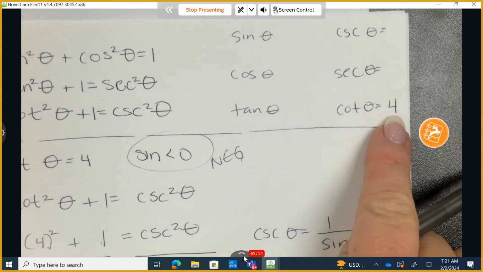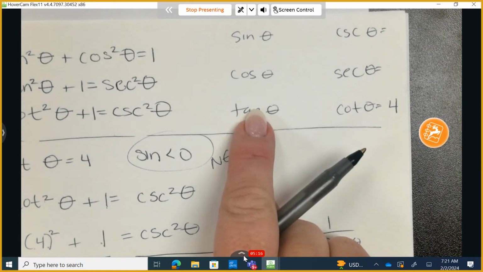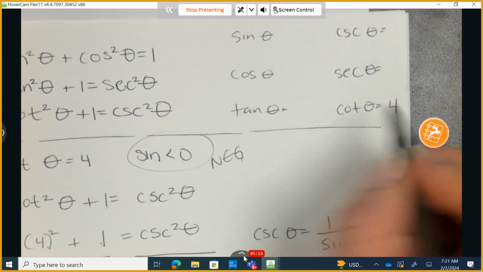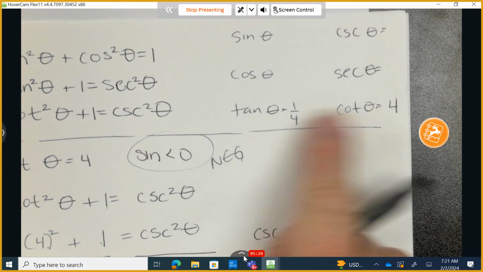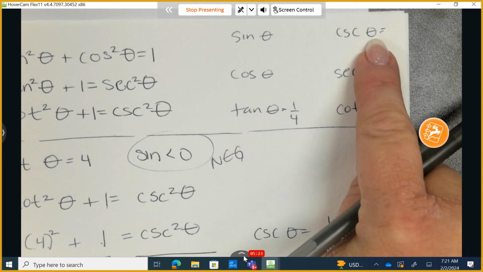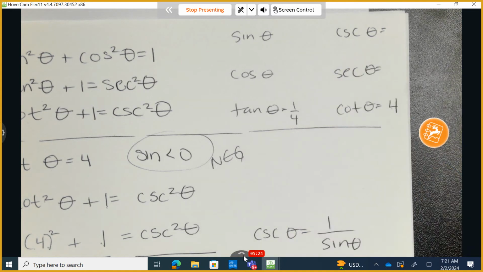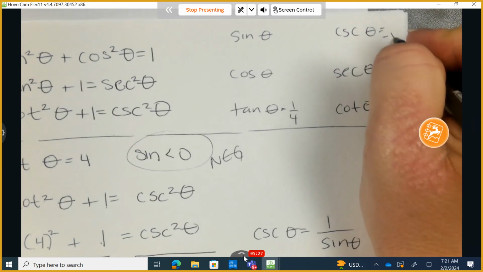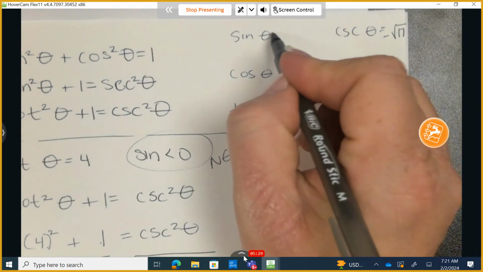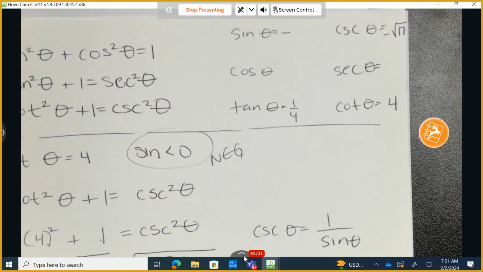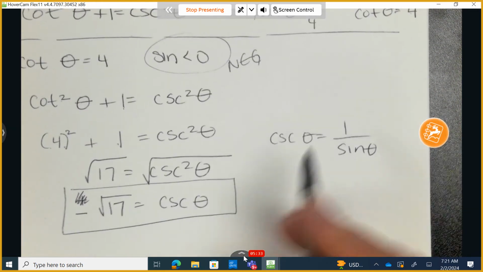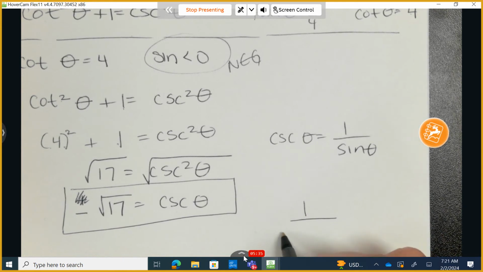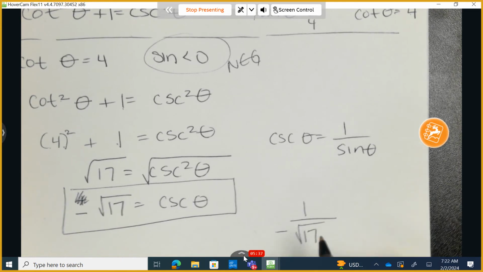Cotangent is 4. Well, by the way, if cotangent is just the reciprocal of tangent, then I'm just going to take 1 over 4 will be the tangent. And then if the cosecant is negative radical 17, I know that the sine will also be negative. Now, how do I find the sine? So I need to take the reciprocal of this. So 1 over negative radical 17.